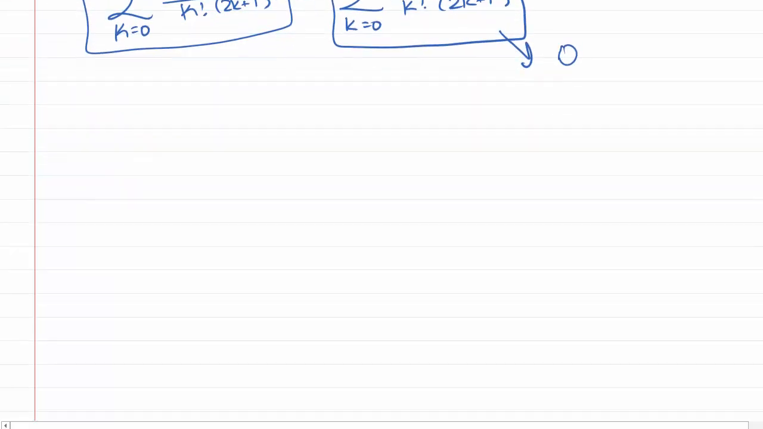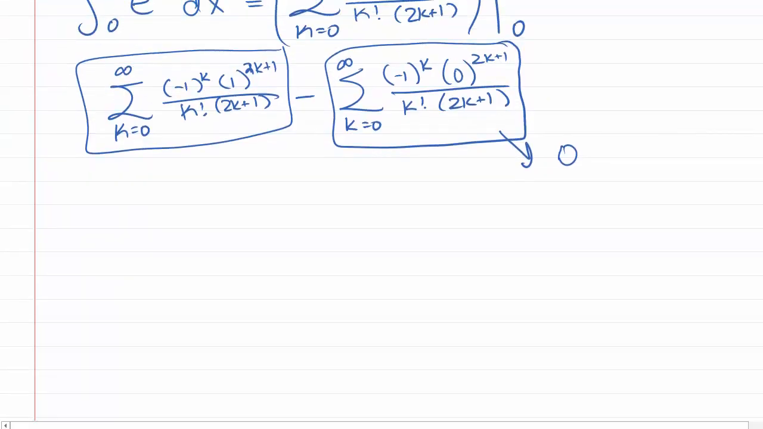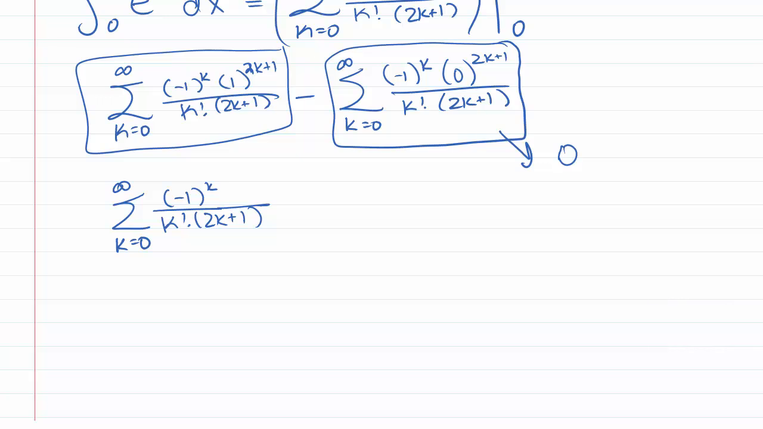Well, note that no matter what power we raise 1 to, we get 1. This sum just becomes the sum k goes from 0 to infinity, negative 1 to the k, over k factorial, 2k plus 1. And we want to figure out what that number is to within 10 to the negative sixth. Before we can even ask that question, we should ask, does this series actually converge at all? Well, we need to use one of our convergence tests to answer that question.